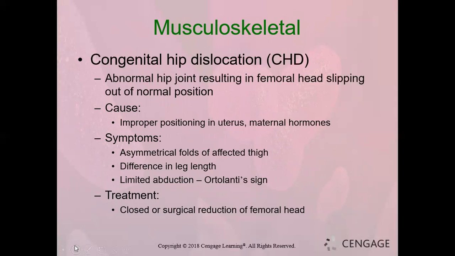Congenital hip dislocation is an abnormal hip joint resulting in the femoral head slipping out of the normal position. This is improper positioning in the uterus, sometimes due to maternal hormones. And you can see there the different symptoms that they're going to have, and they're going to have to do surgery.